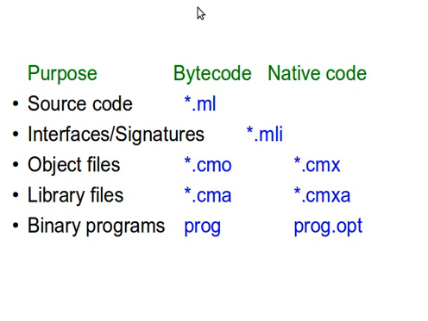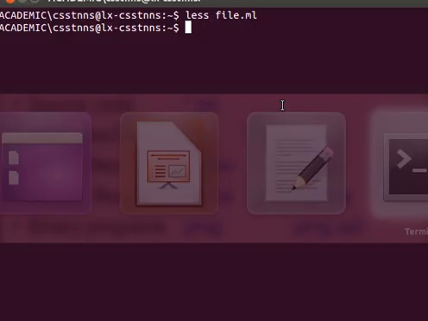For example, if in our ML file we have a function that receives an integer, does a bit of calculation, and then returns a float, then in the interface file, in the MLI file, we won't have that code. We will only have the function name, the type it receives, and the type it actually returns, so only a signature. Let me give you a quick example of what a signature looks like.